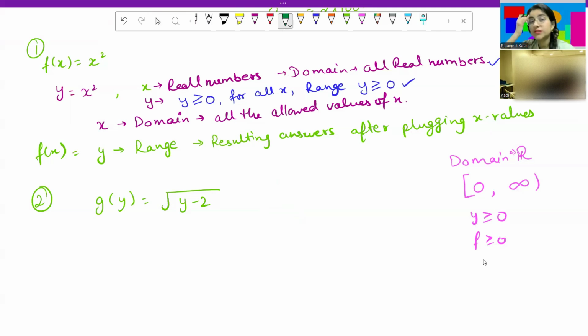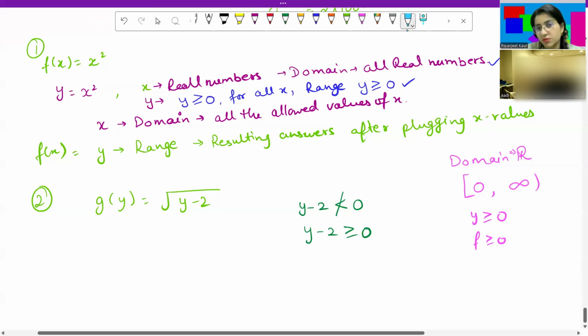It is not going to give us a real value. So those values which are going to be negative are not allowed to us. Negative means what? Less than 0, greater than 0, or what? Less than 0. That means whatever is inside the square root should not be less than 0, right? That means this should be greater than or equal to 0.